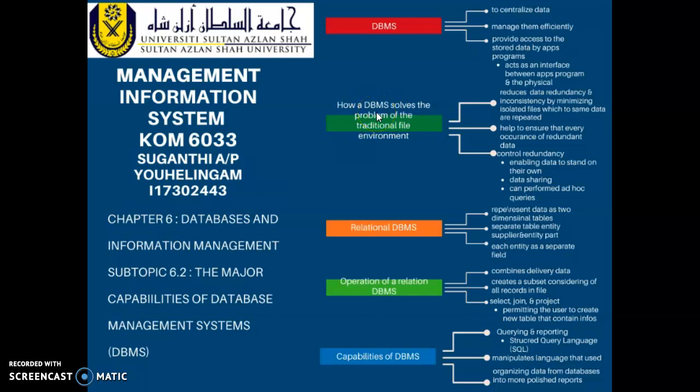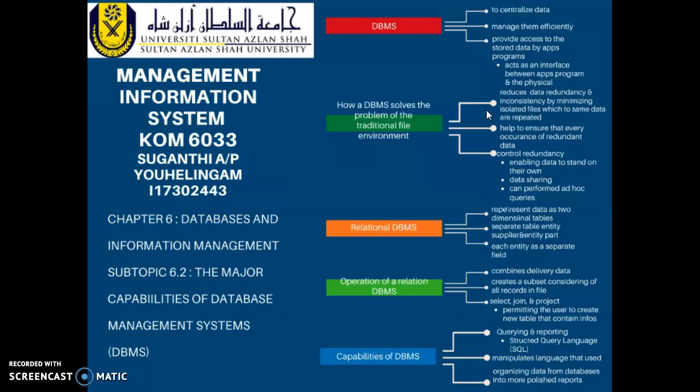Next, how a DBMS solves the problem of the traditional file environment. There are some points that I collected from the book. DBMS reduce data redundancy and inconsistency by minimizing isolated files in which the same data are repeated.